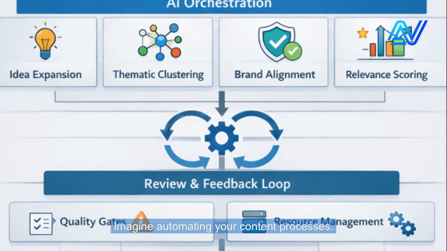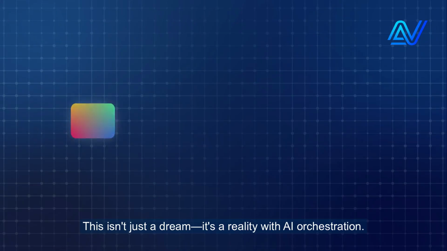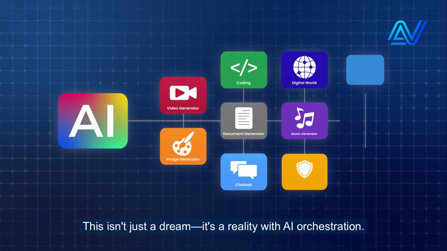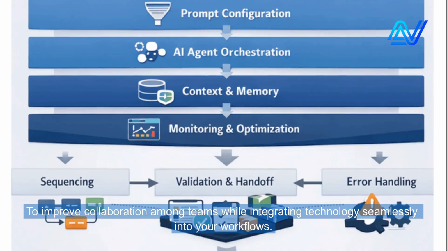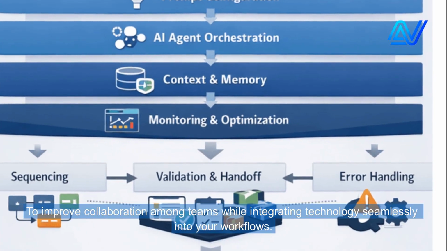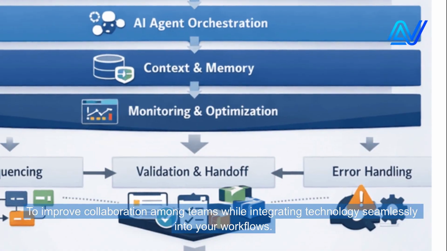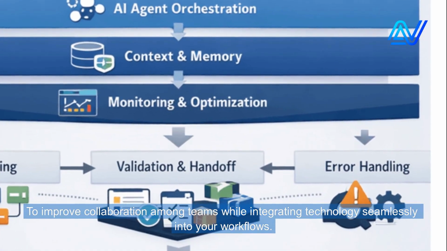Imagine automating your content processes. This isn't just a dream, it's a reality with AI orchestration. The aim? To improve collaboration among teams while integrating technology seamlessly into your workflows.